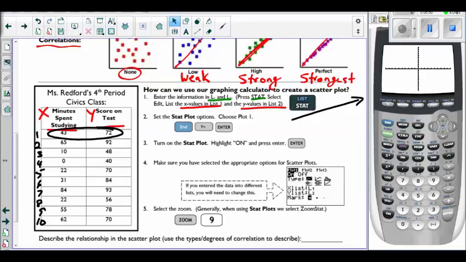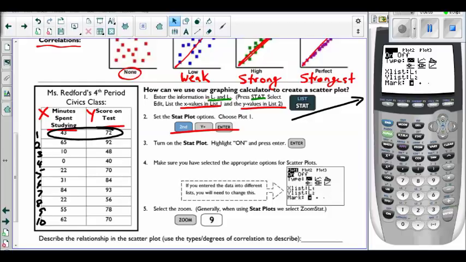Right now, if I hit graph, it's not going to work. I need to hit second and y equals, second, blue one, and then y equals. That brings up this list. That's the stat plots, and I want to just turn this first one on. So right now I got into plot 1. I have to turn it on.